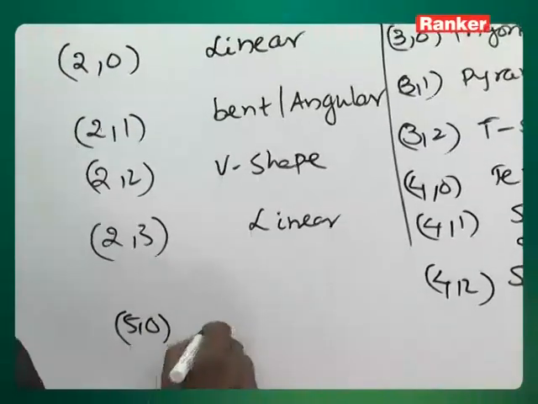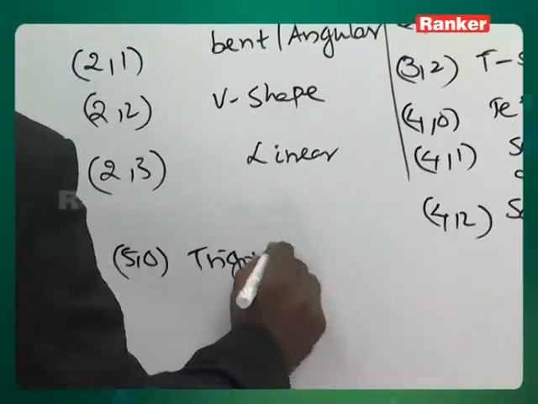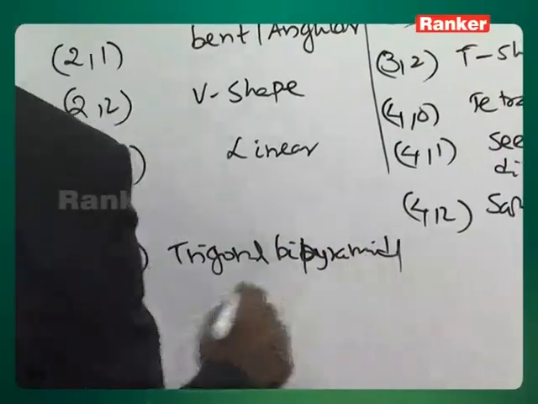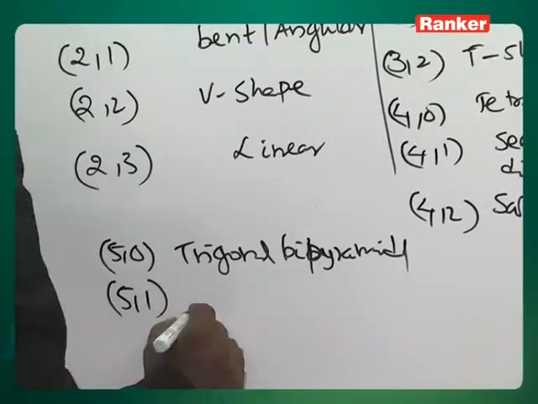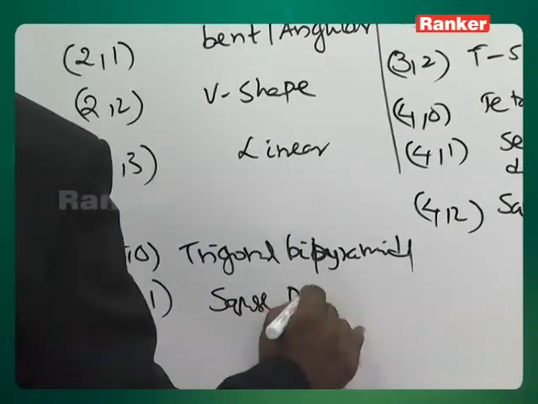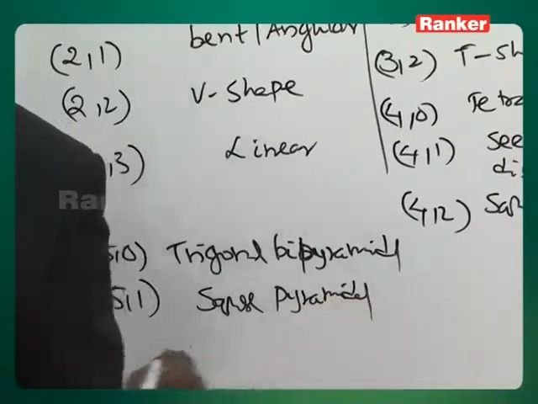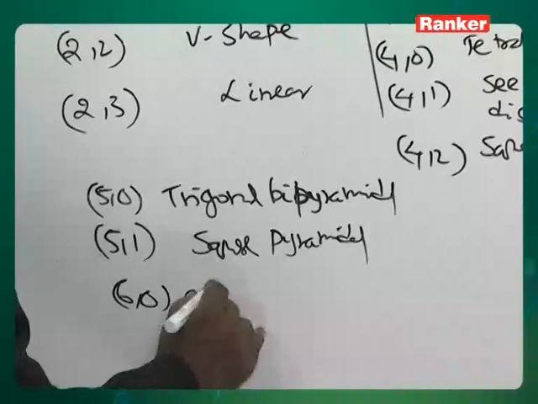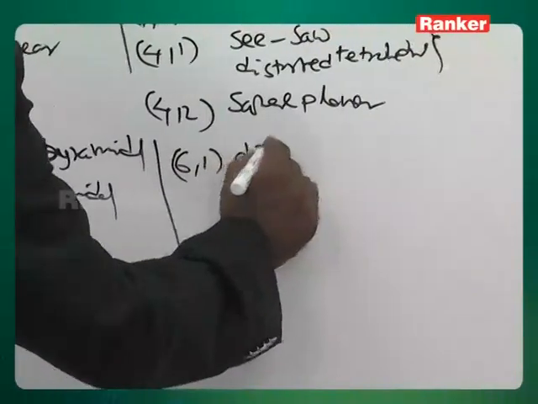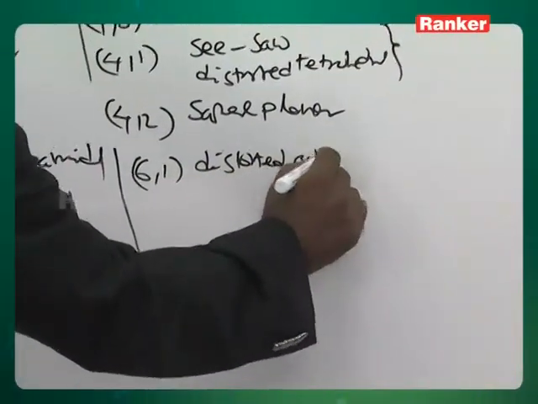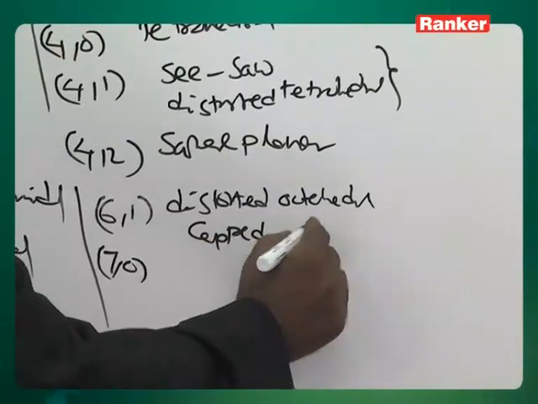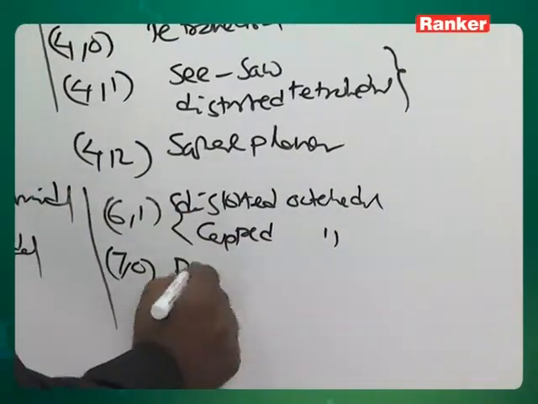5, 0 trigonal bipyramidal. 5, 1 square pyramidal. 6, 0 octahedral. 6, 1 distorted octahedral or capped octahedral. 7, 0 pentagonal bipyramidal.